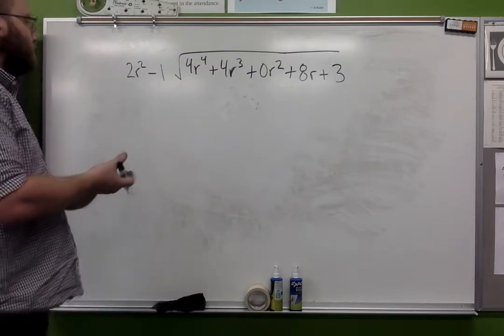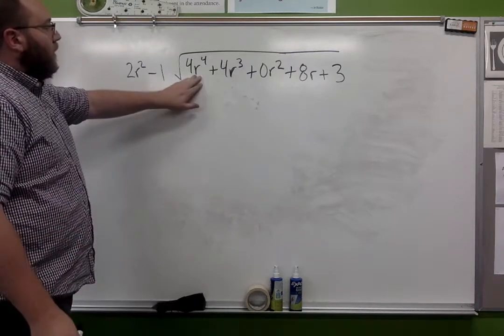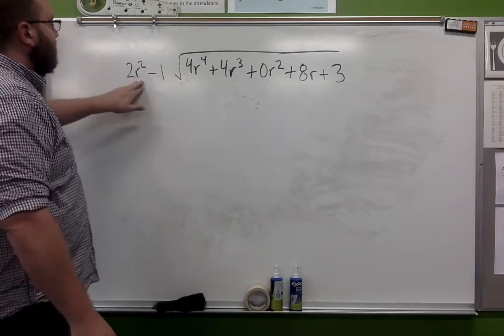All right? Okay. Let's see here. First step. 4r to the fourth divided by 2r squared.